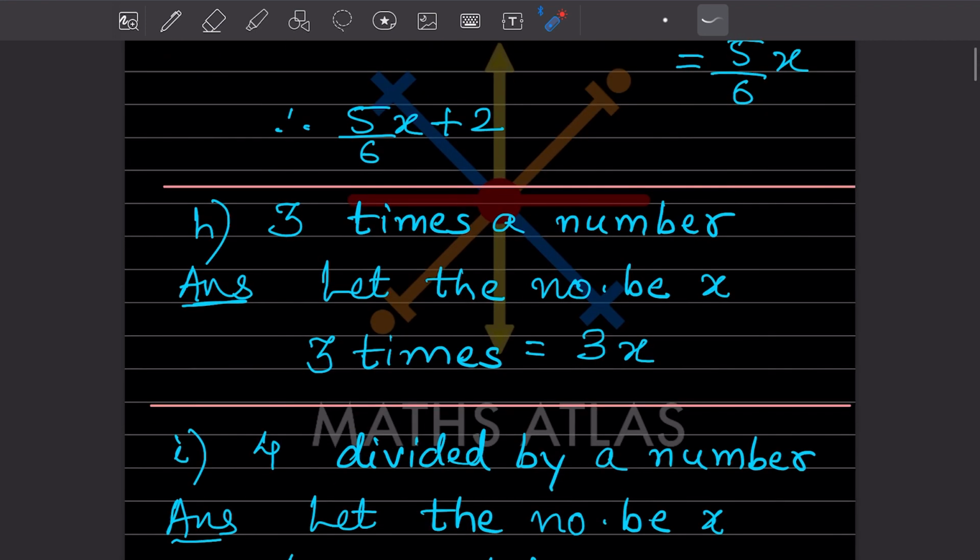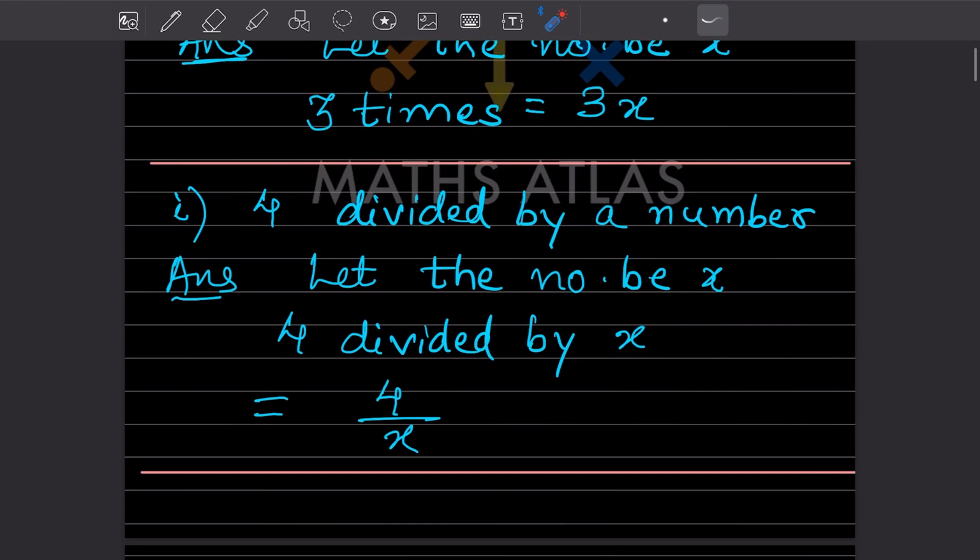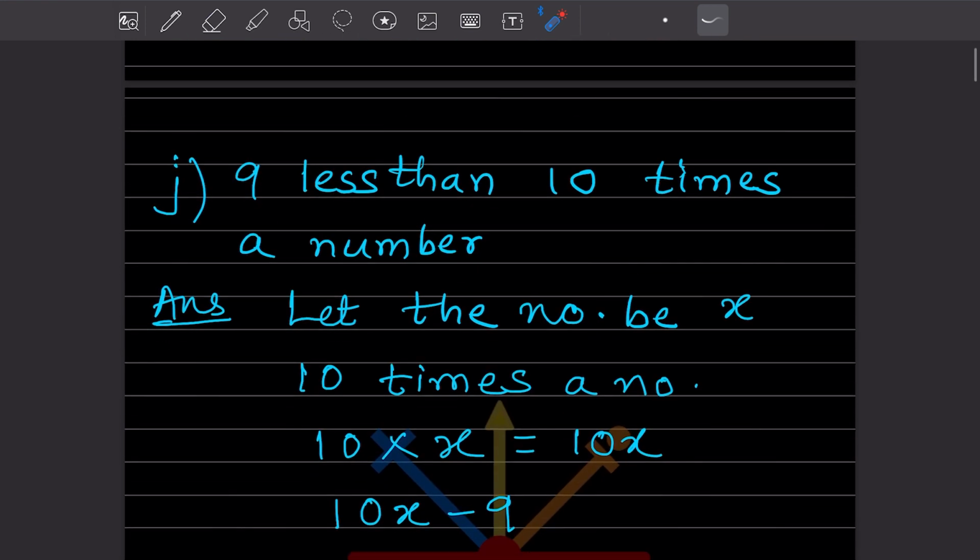Okay. Now they said 3 times a number. This is very easy. Let the number be x. 3 times is going to be 3x. Now 4 divided by a number. Let the number be x. 4 divided by x. Simple.